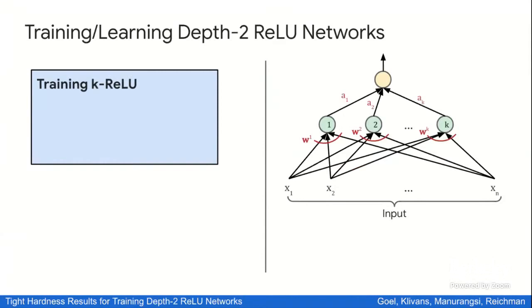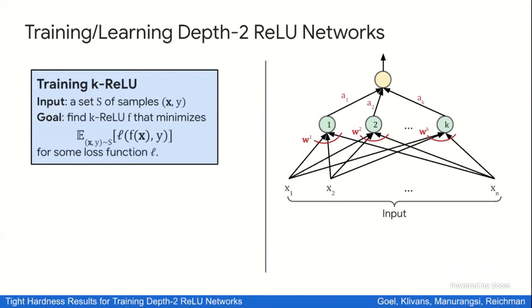The first is the training problem, where we are given a set S of labeled samples. These are samples x and y, where x is the input and y is the desired output. Our goal is to find a ReLU network that gives an output as close as possible to the desired output. This is measured by some loss function, specifically the loss here would be the average over all the samples of some loss function of the actual output of the network that we find and the desired output. And just to remind you again, here the unknowns are the weights of the edges, so it's a1 to ak and w1 to wk.